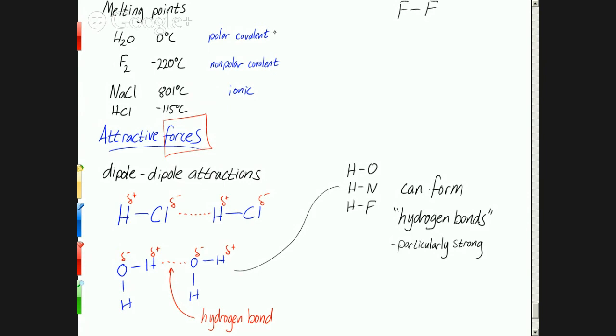So we'll change our words a little bit. This is polar covalent with hydrogen bonds. And this is polar covalent with dipole-dipole attractions. So that's the difference. When you have that hydrogen bond with one of those three elements, nitrogen, oxygen, or fluorine, you have much, much stronger attractive forces.